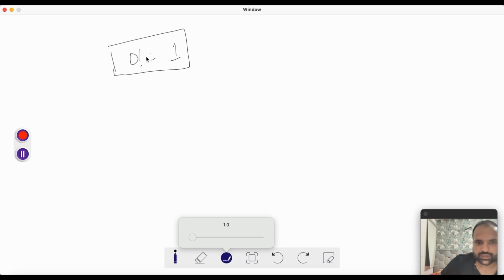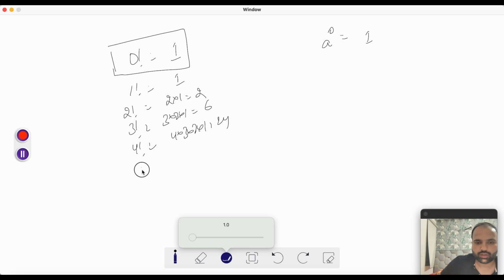Just like this, we also know any number with power 0 is 1. So there is some correlation between them. That's why I'm trying to explain both these in one shot. For example, 1 factorial is 1, 2 factorial is 2 into 1 which is 2, 3 factorial is 3 into 2 into 1, we have 6, 4 factorial is 4 into 3 into 2 into 1 which is 24, 5 factorial is 120, and we can keep going with this.